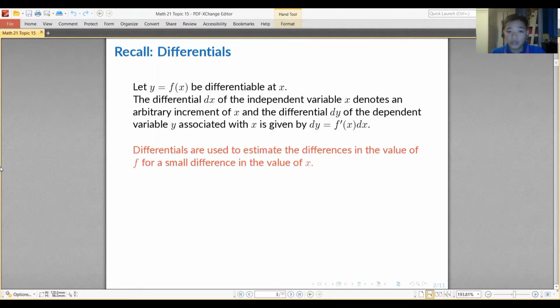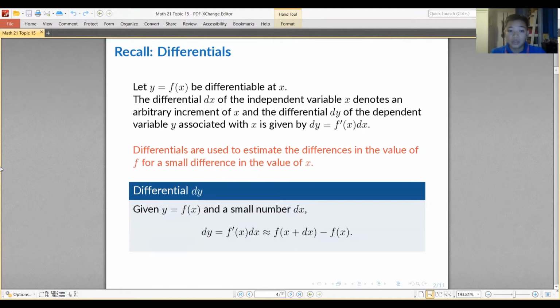So we use differentials to estimate the differences in the value of f for a small difference in the value of x. So this statement in red can be translated into the following expression at the bottom. So given y equals f(x) and a small number dx, we can estimate the value of dy by the difference in value of f(x + dx) and f(x).